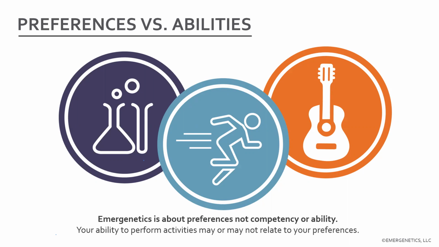So in Emergenetics, the profiling that we measure, the 7 attributes, the 4 thinking preferences and the 3 behavioral, we measure based on your preferences. You prefer to use it does not mean that you do not have the ability. All right, let me give you an example.